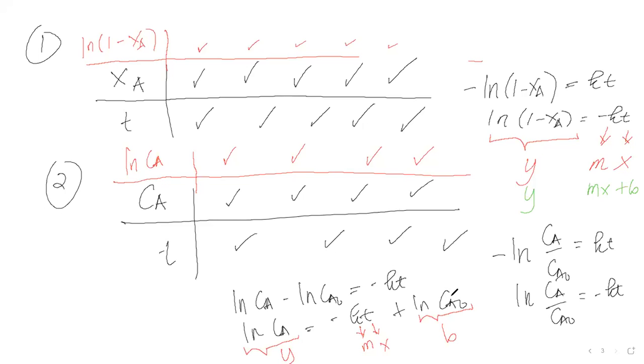And CAO is most of the time provided in the problem. It's a constant. It's the initial concentration. So there's a way for you to plot the y-intercept. So it should have this y-intercept, and it should be a straight line.